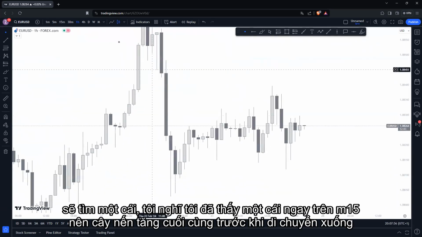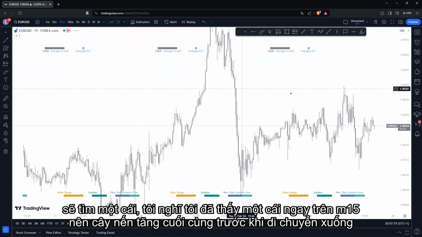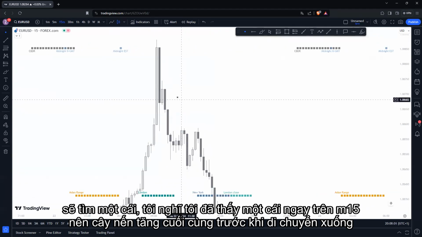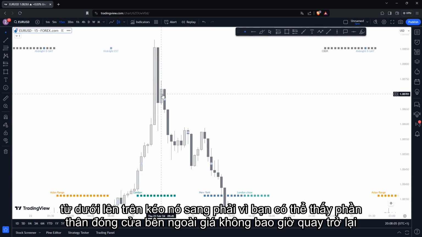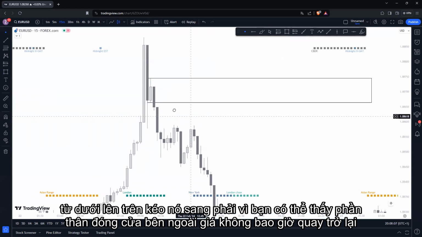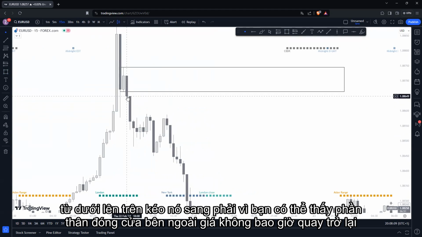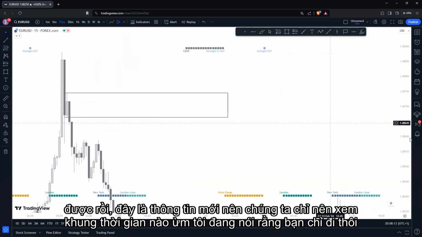Fresh engulfs, you're gonna find one. I think I've seen one right on M15. So the last up candle before the down move, from bottom to top, drag it to the right. As you can see, body closure outside, price never came back. Okay, so this is fresh.